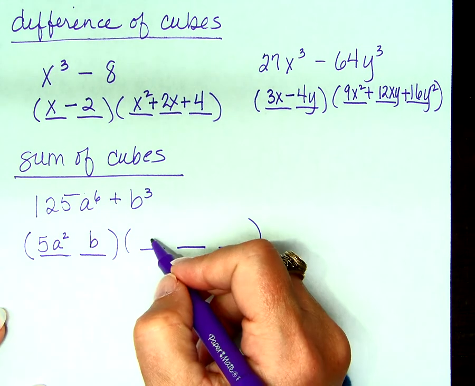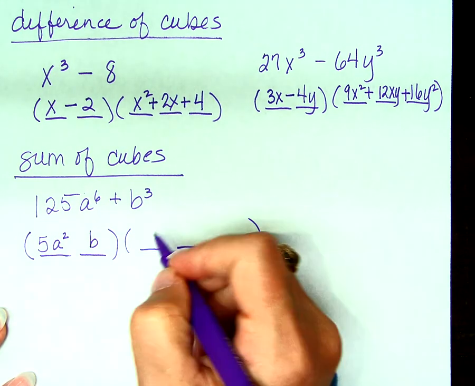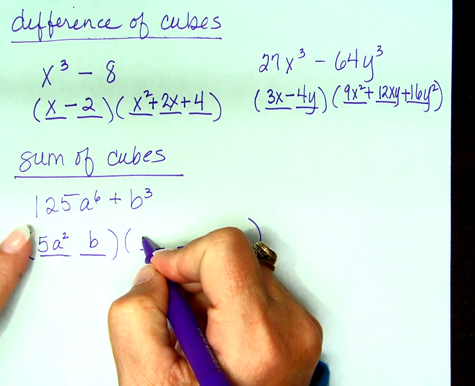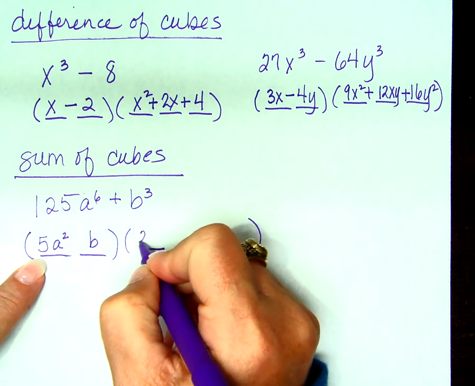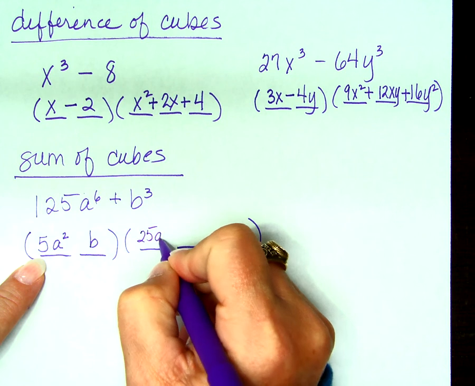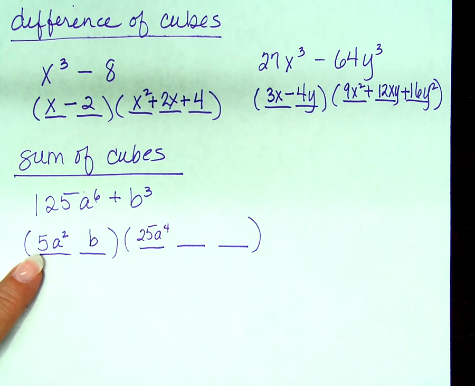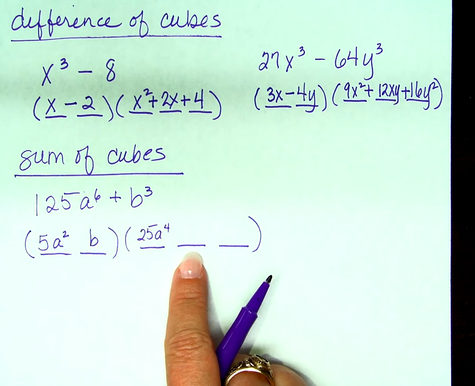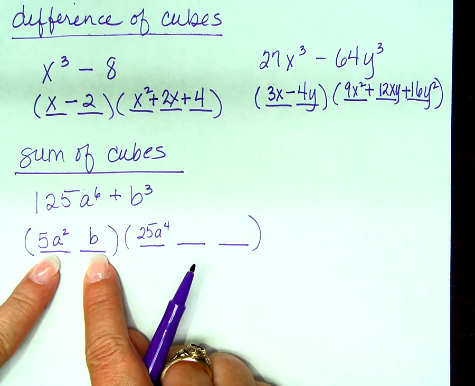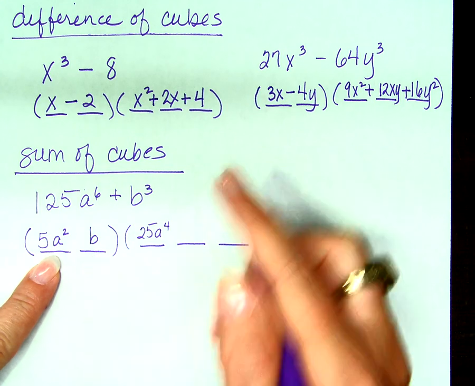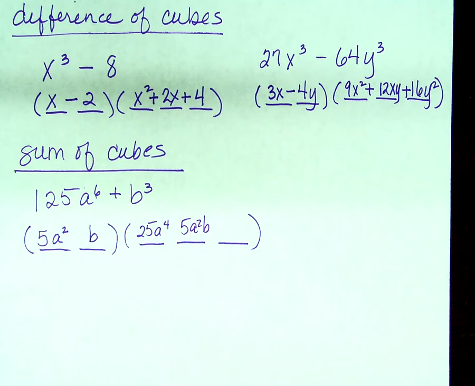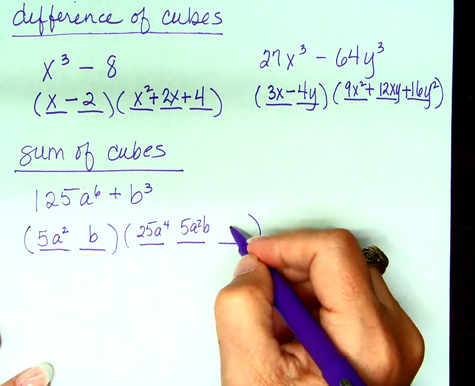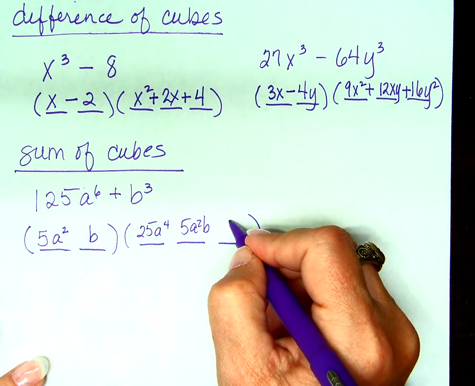First term in the trinomial? First binomial squared, 25, a to the 4th. Very, very good. Second term in the trinomial, 5a squared b. Excellent. Third term in the trinomial, b squared.